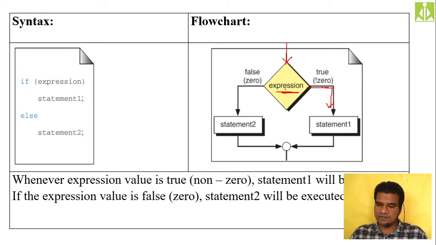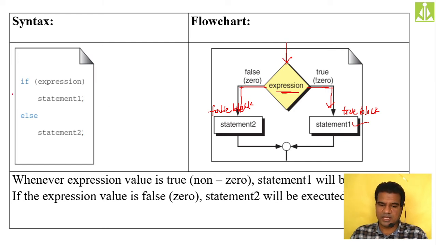In the case where the expression or the condition is true, statement 1 will be evaluated. We call this the true block of the if else statement. The true block will be evaluated. If the condition is false, or if it is an expression resulting in 0, then the control will move in this direction. We call this part the else part. This is the true block and this is the false block. The false block always goes inside the else part of the if else statement.